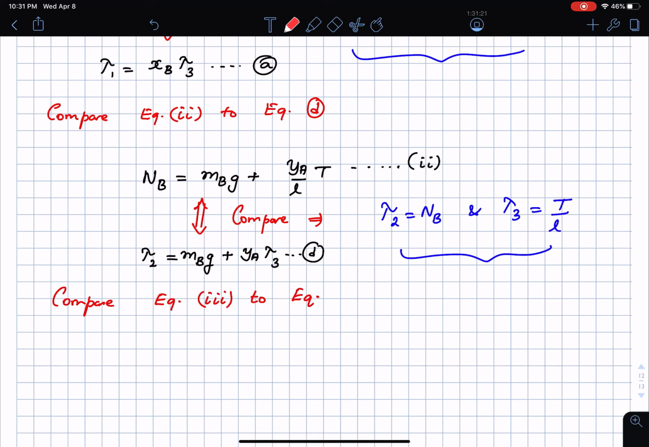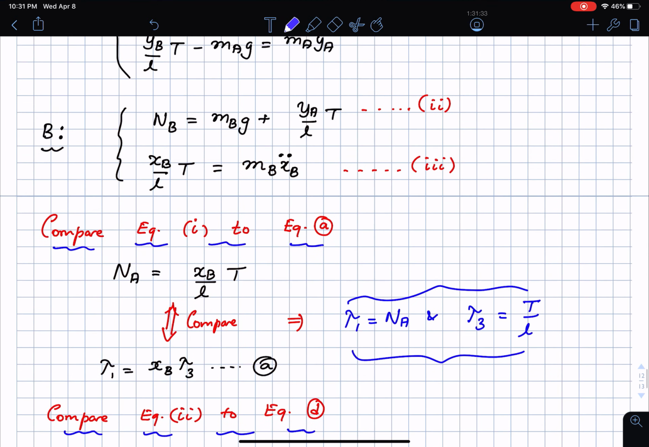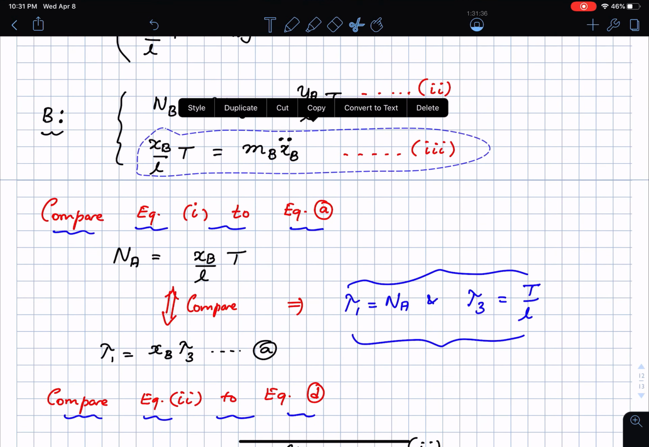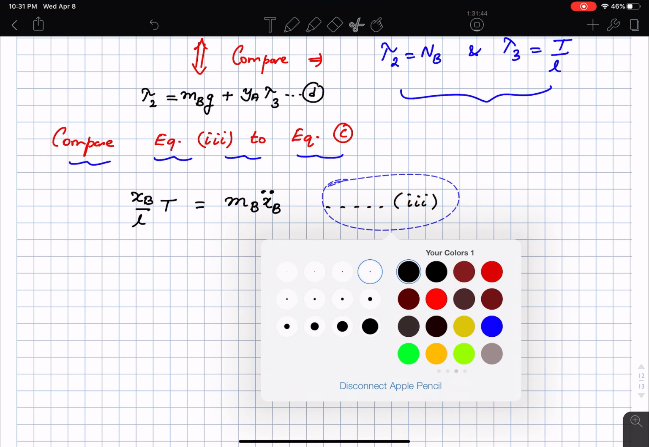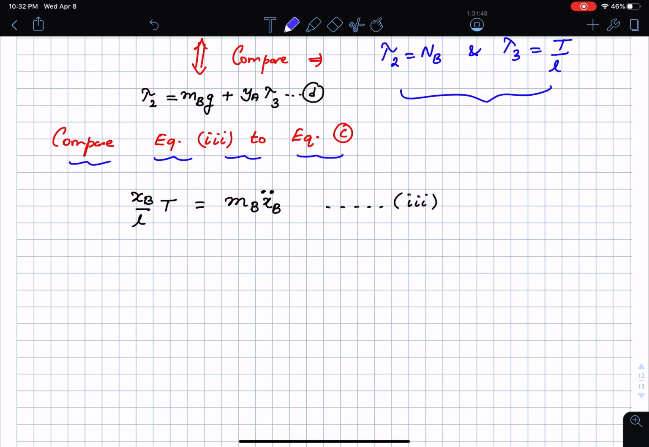To equation C, it's a fairly straightforward comparison. And here is equation 3. Just bring this down. Copy that and bring that here, and I'm just going to rewrite equation C. Equation C is going to be the following: xb times lambda 3 is equal to mb xb double dot. This is equation C, and if I do the comparison, this tells me that lambda 3 is T by L, right?